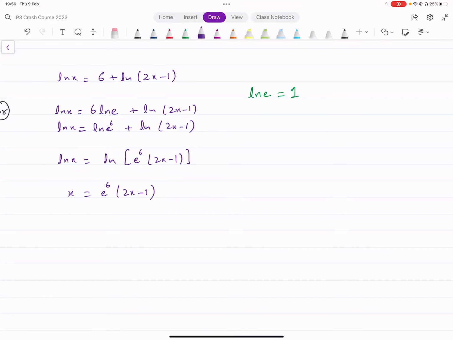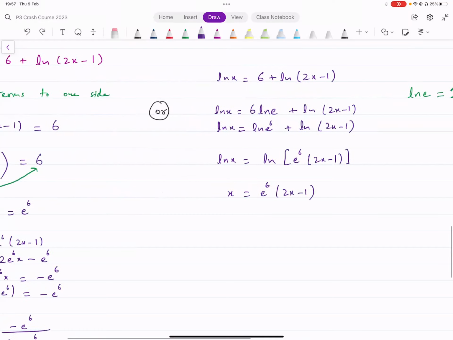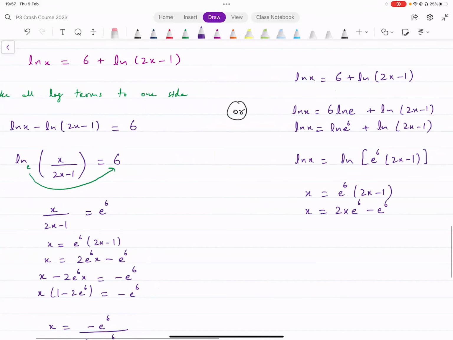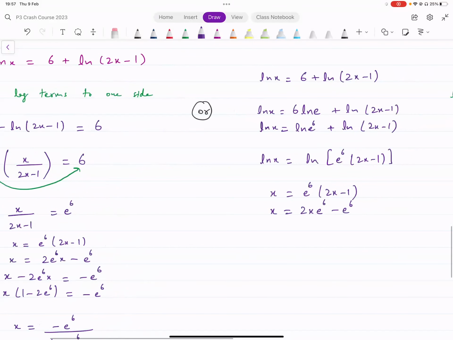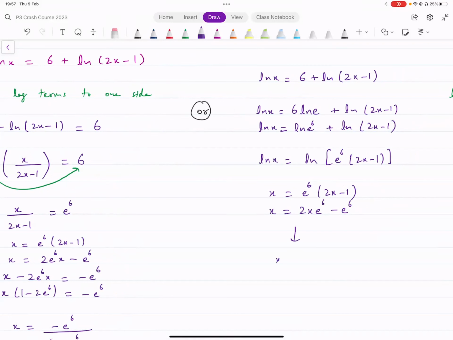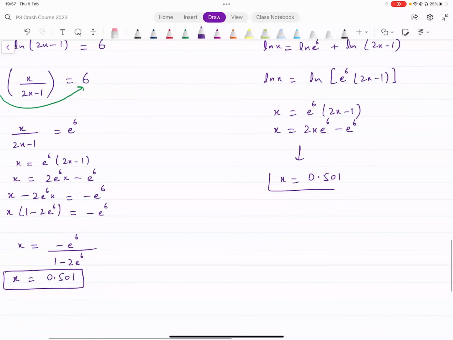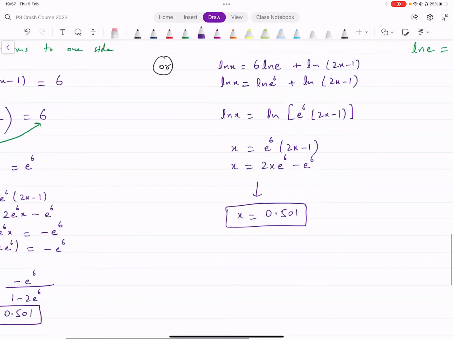Okay. And then you use the multiplication law. After that, you've got addition outside log, it becomes multiplication inside, and you get something like this. Now, this is exactly the same as before. You could just simplify this. X equals 2x e raised to power 6 minus e raised to power 6. That's exactly what we had here as well. You can just solve it further, and that will also give you 0.501, what we got on the left side here. So this could be another possibility as well.